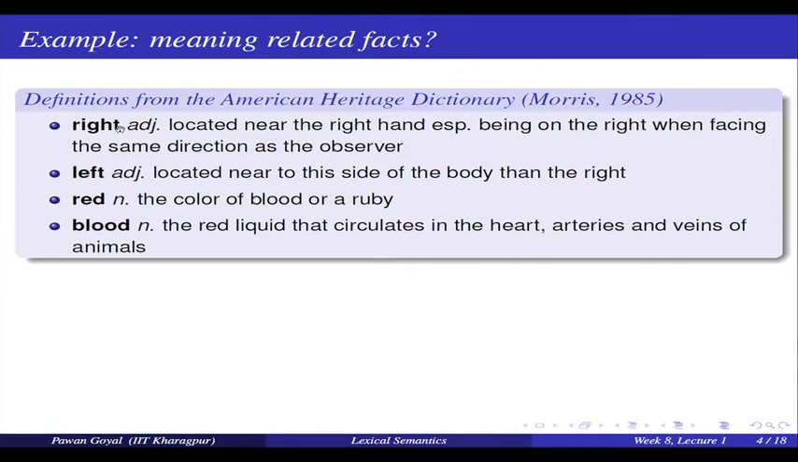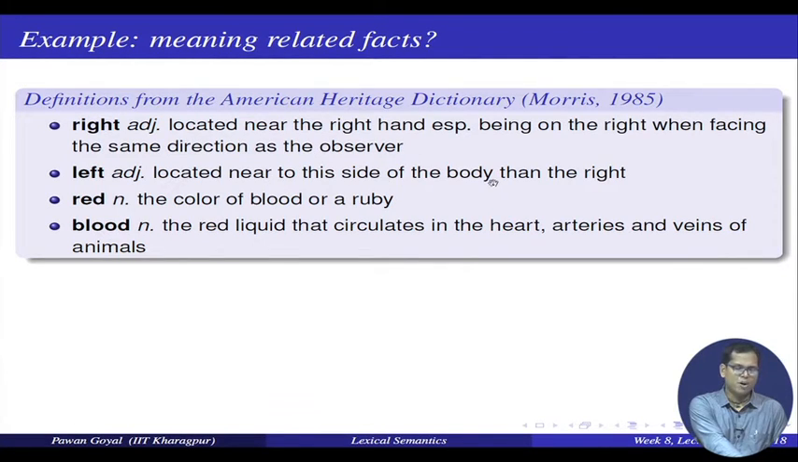For example, right is defined as located near the right hand, especially being on the right when facing the same direction as the observer, and left is defined as located near to the side of the body than the right. So these are some definitions provided to these lexemes. Now, what is some point that you can immediately see from these definitions? One thing that you see is that the word right has been defined in terms of right. So it's some sort of circular definition, if you say it in that way.